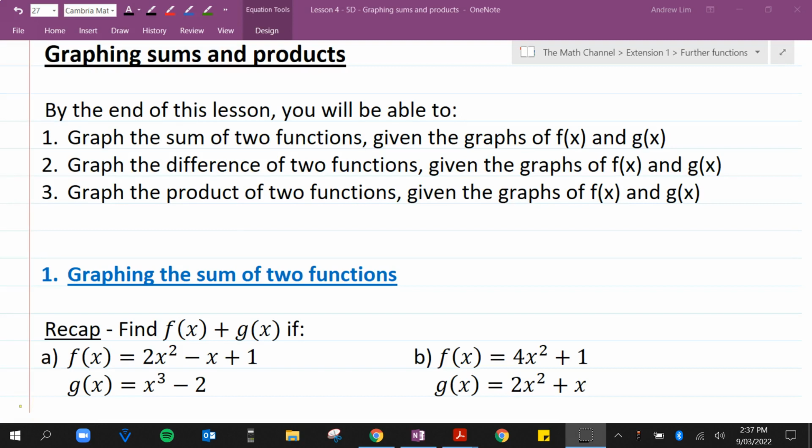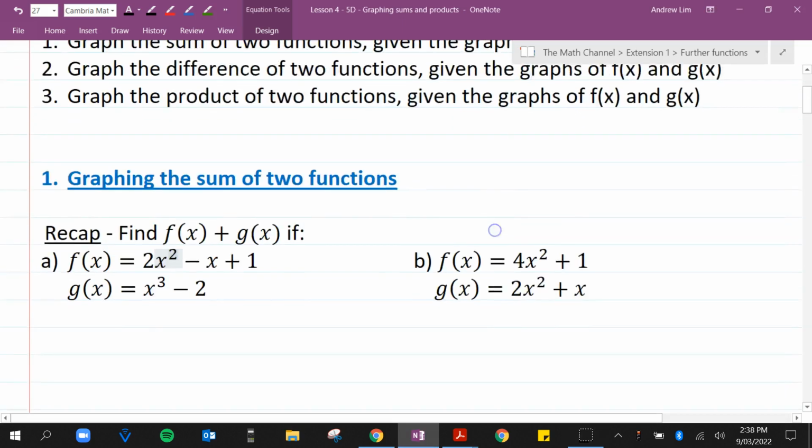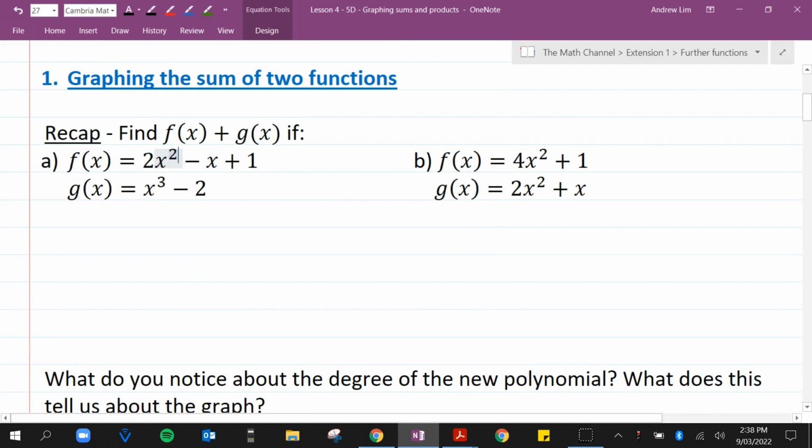By the end of this lesson, you'll be able to graph the sum, the difference, and the product of two functions given the graphs of f of x and g of x. So let's have a look at the first part of this lesson, graphing the sum. Just a quick recap, let's actually have a look at how to do this without the graphs.